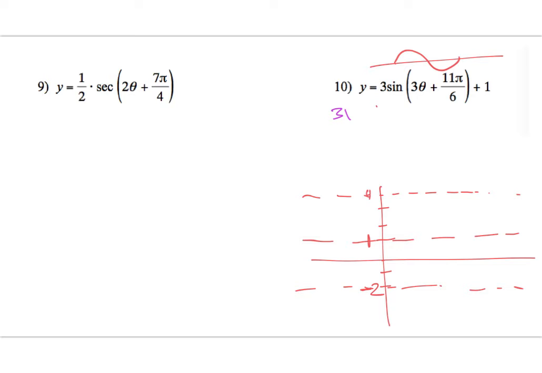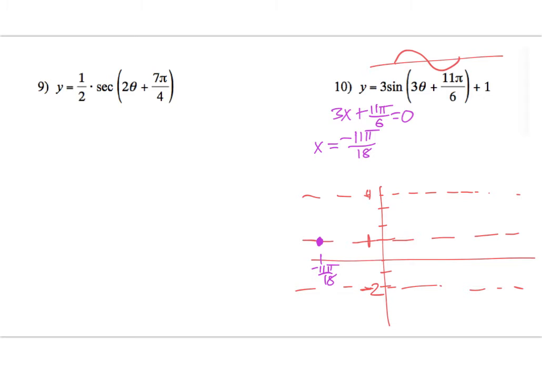So we've got 3x plus 11 pi over 6. I'm going to subtract that to the other side, divide by 3, and I so delightfully get negative 11 pi over 18. Wow, thanks, math. And that's going to go on my midline. So negative 11 pi over 18. Cool. Cool, cool, cool.